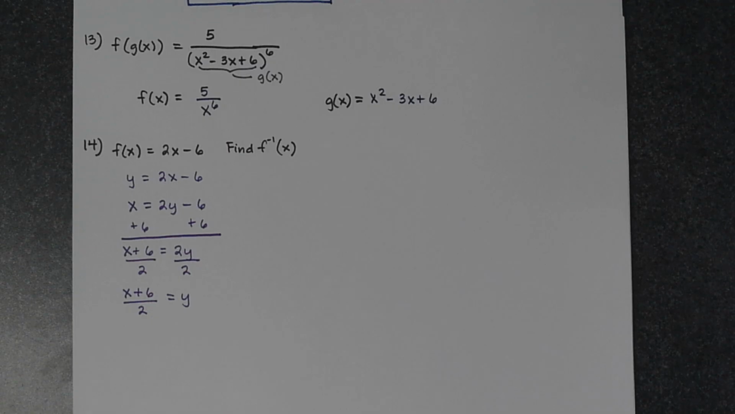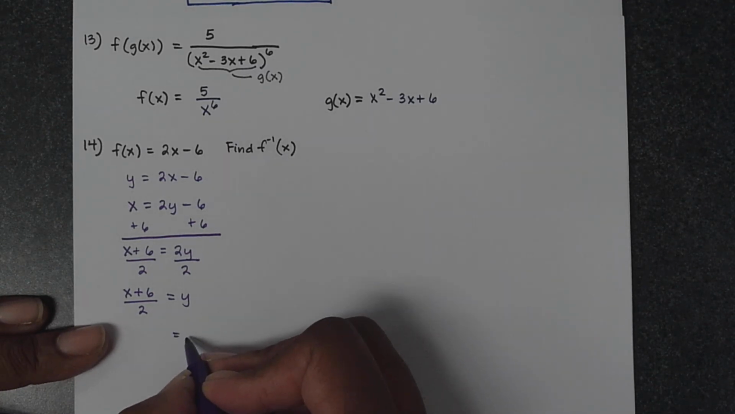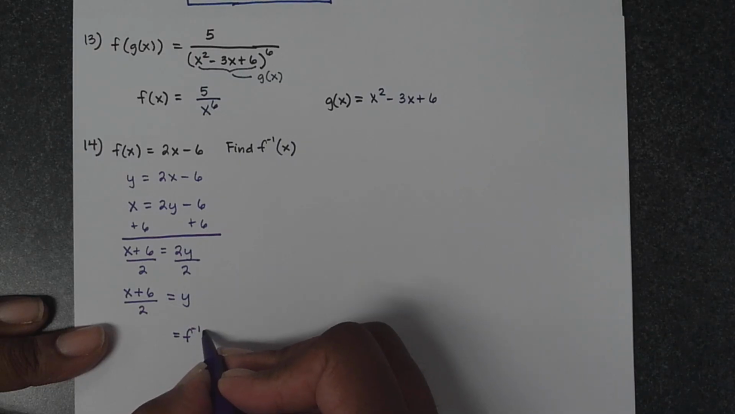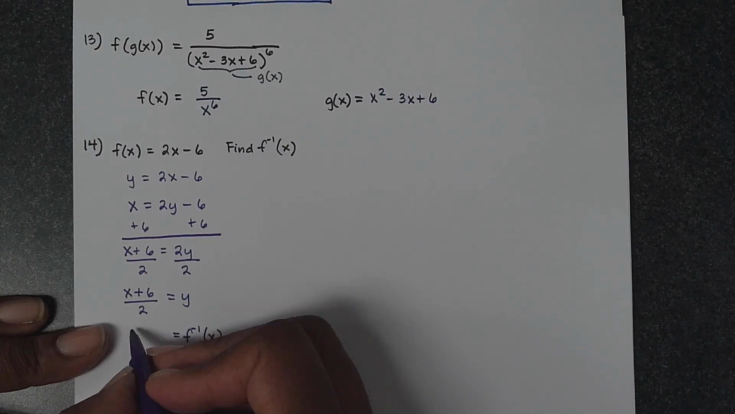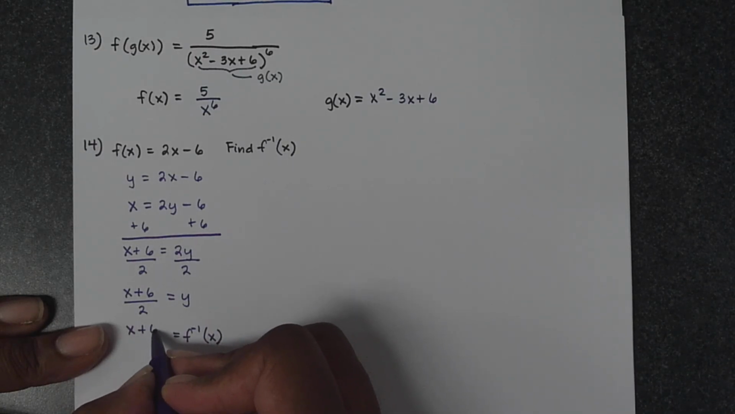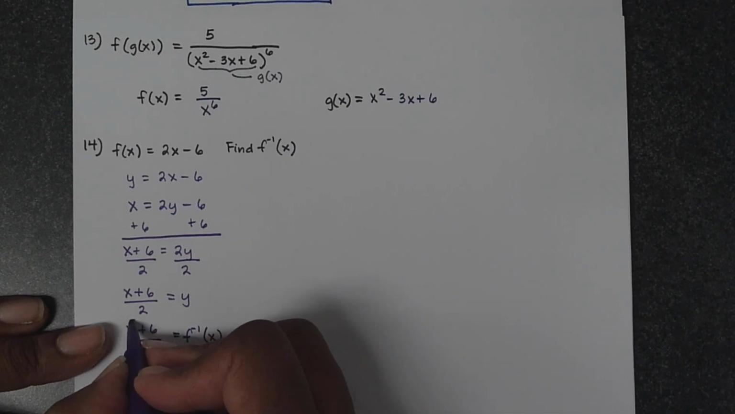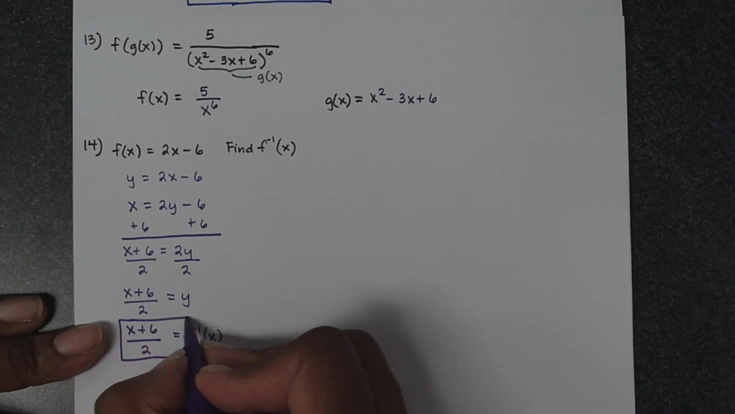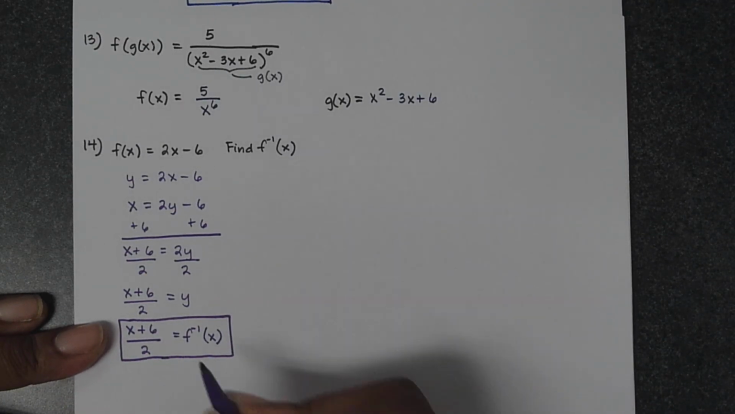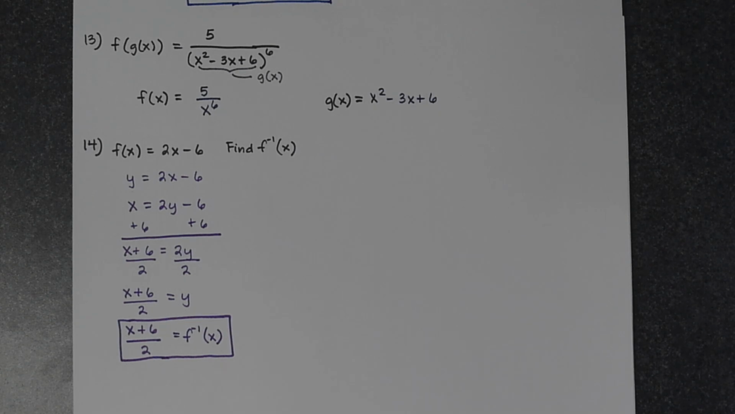And then the fourth and the final step would be to replace the y with the f inverse of x notation. So this is f inverse of x equaling x plus 6 divided by 2. And that's all there is to it. So f inverse of x would be x plus 6 all divided by 2.